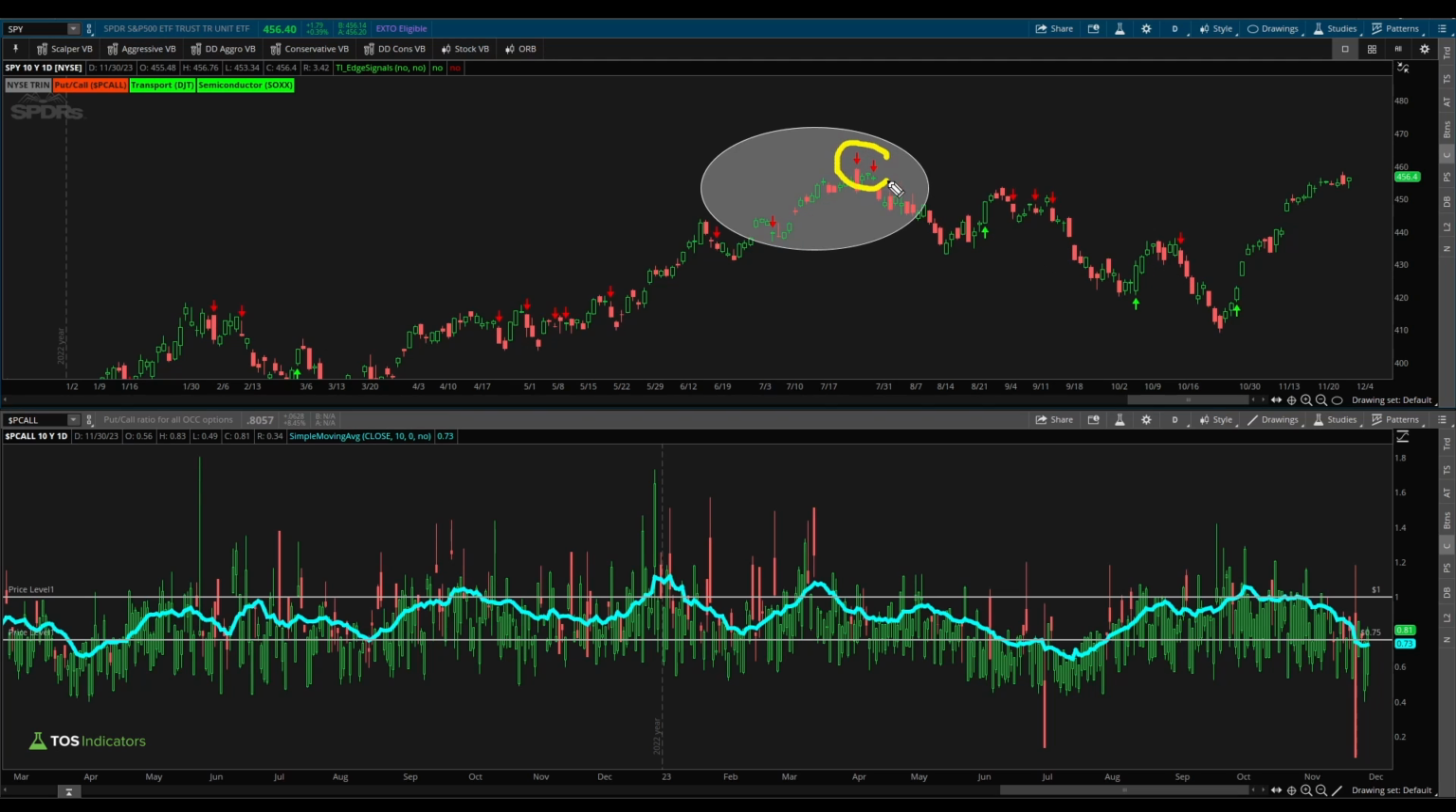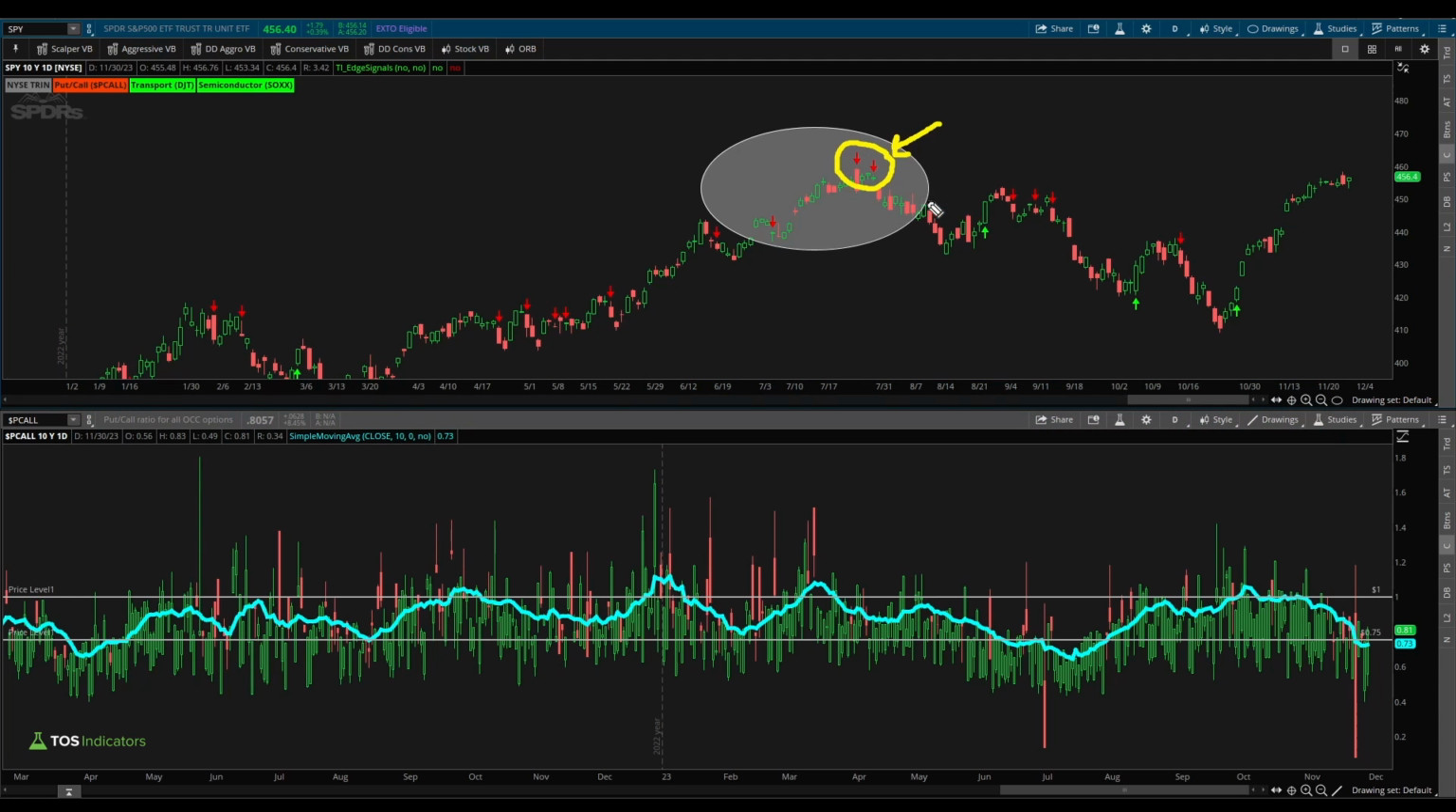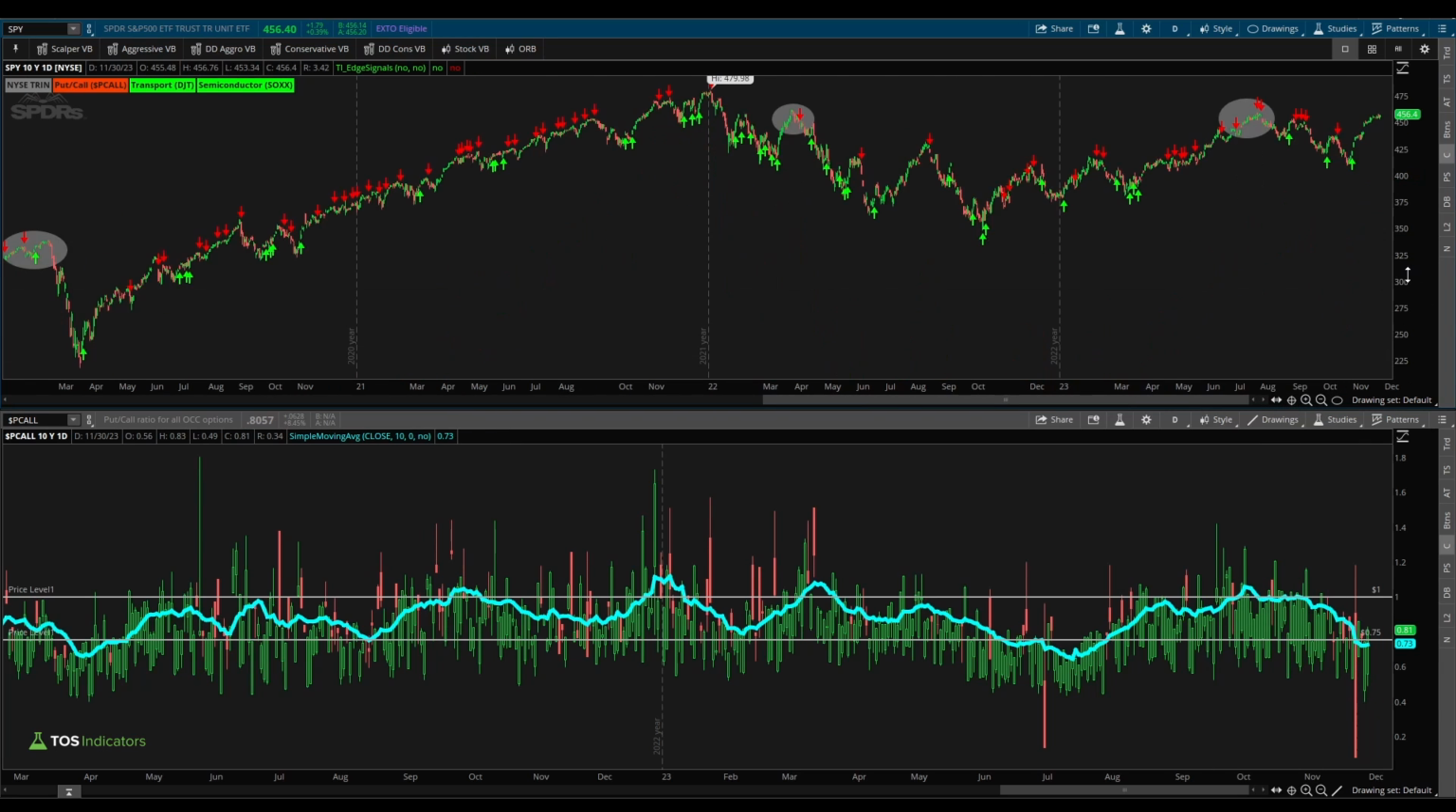These arrows are the edge signals indicator, and I think that's a good way to try and participate in these reversals if you are looking to do so. They help pinpoint where you might see price action, see some exhaustion selling. If you don't have access to the edge signals, you can also use another overbought, oversold confirmation indicator like the RSI.